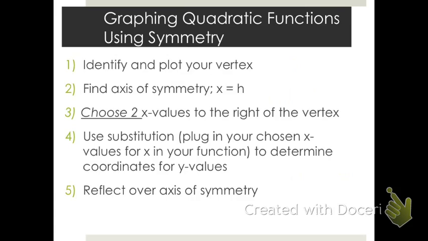So there are some steps to graphing quadratic functions using symmetry. The first thing we're going to do is identify and plot our vertex. The second thing we'll do is find the axis of symmetry at x equals h. Number 3, we're going to choose two x values to the right of the vertex. The fourth step is we're going to use substitution, which means that we're going to plug in our chosen x values into our function and determine what our y values are. And then the last step, we're going to reflect over the axis of symmetry.